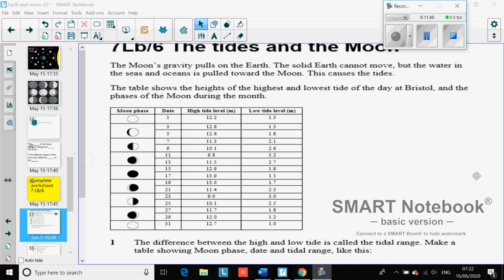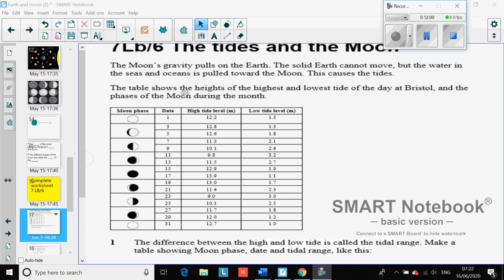Right, welcome back. So your final task for today, this should probably take you about 10-15 minutes and will bring you up to the end of the lesson. The moon's gravity pulls on the Earth. The solid Earth can't move, but the water in the seas and ocean is pulled towards the moon, and this causes tides. Okay, this you know from your last diagram.